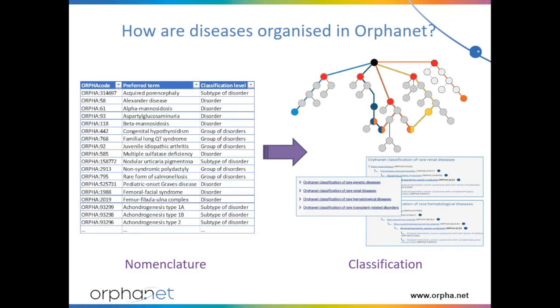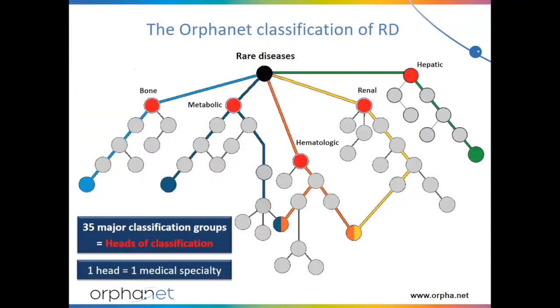Orphanet nomenclature is not present as a simple list of rare diseases in the database. It is actually organized in a classification system, a relational structure that uses the entity's classification levels and parent-children relationships. The classification system is organized in 35 main classification groups, also called heads of classification or hierarchies, each corresponding to a medical specialty or biological system.